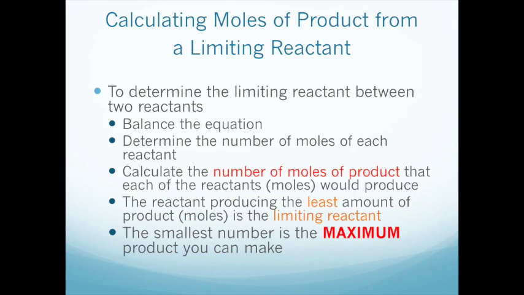Now, those numbers will be different. The smaller of the 2 numbers corresponds to your limiting reactant, and the smallest number is the maximum amount of product you can make in that reaction.